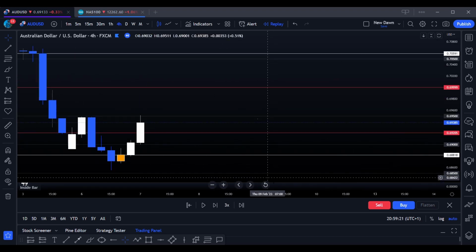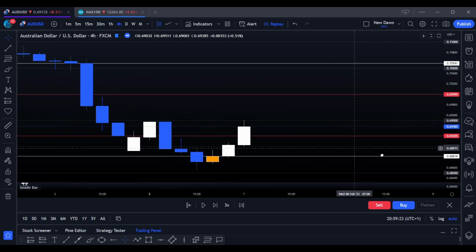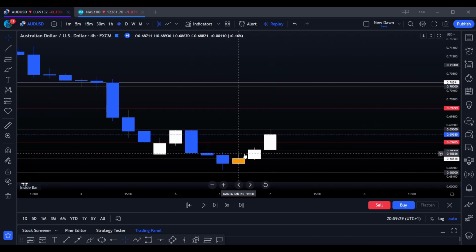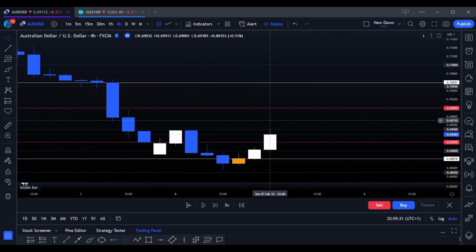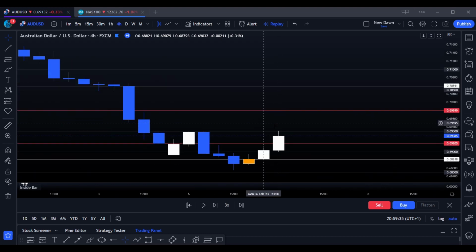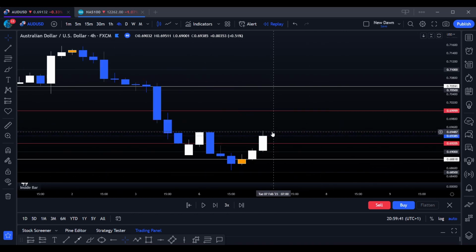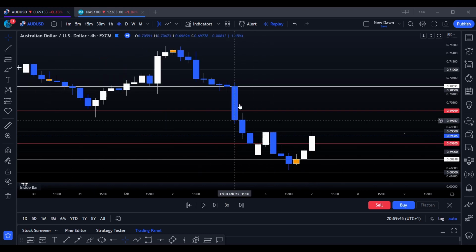Now if you observe carefully, you can see a nice psychological level here acting as a resistance because price has refused to break. So what am I expecting to see? I'm either expecting to see a breakout or price reacts and comes down. Now coming down doesn't mean it might respect the trend.